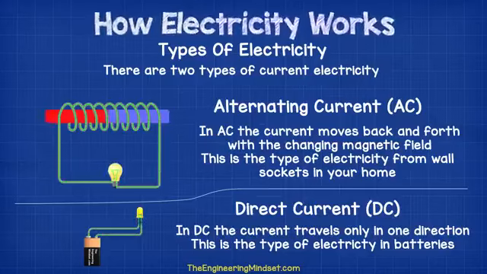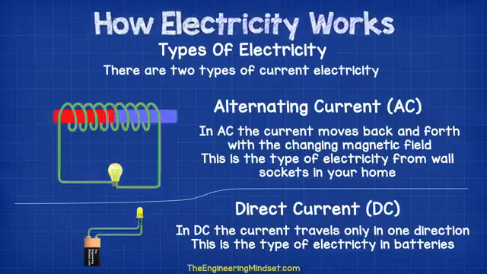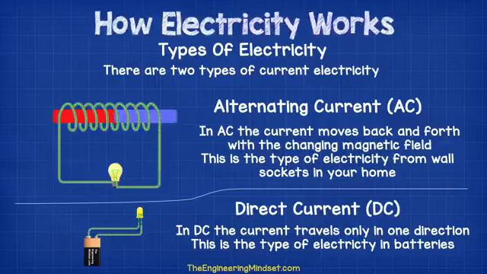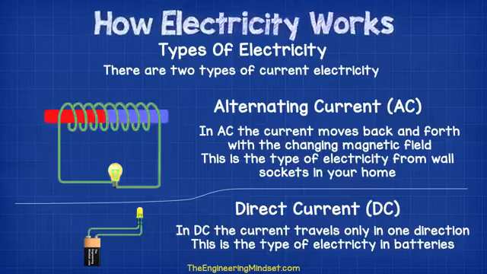The last part I want to cover in this video is that there are two types of current electricity, alternating current or AC, and direct current or DC. Alternating current simply means that the current flows backwards and forwards in a circuit as the terminals are constantly reversed. This is a bit like the tide of the sea. It goes in and out, in and out, in and out, so that it's reversing constantly.